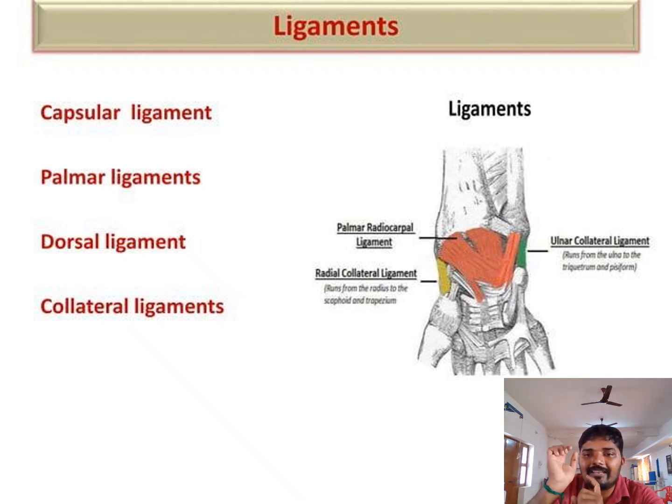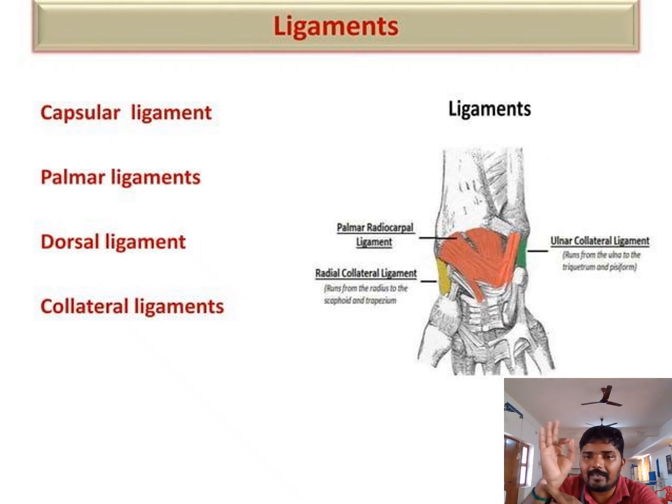Then the green color on the side is called the ulnar collateral ligament. This is present on this side of my hand, the little finger side. It is attached from the ulnar styloid process to the carpal bone, the distal row of the carpal bones. This ligament is marked in green. This is the ulnar collateral ligament. The purpose of this ligament is to maintain the medial stability of the joint.